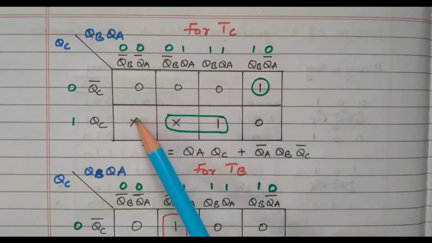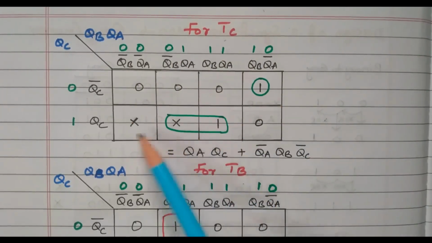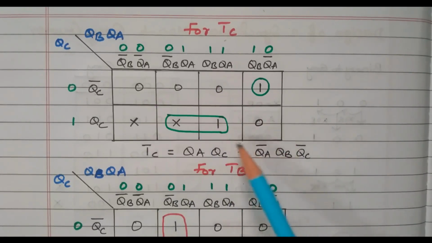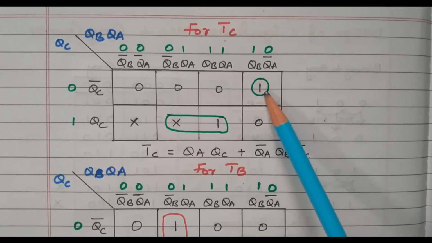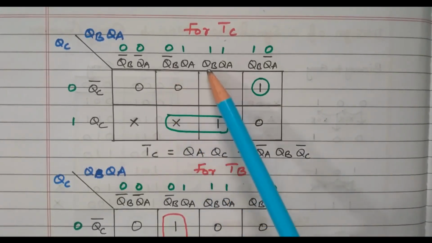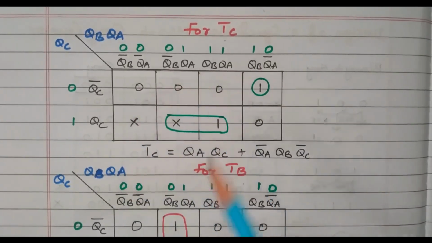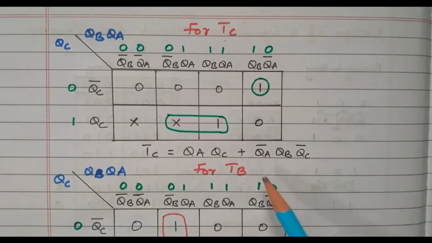Now we can go for the simplification. There are only 2 ones and 2 don't care conditions available, the remaining are 0. So we can combine these 2, and this one is available individually. While combining these 2, we refer to QC, and QB bar and QB cancel, leaving only QA. So QC into QA. For the other one, we refer to QC bar, QB, QA bar. So the expression for TC is QA QC plus QA bar QB QC bar.